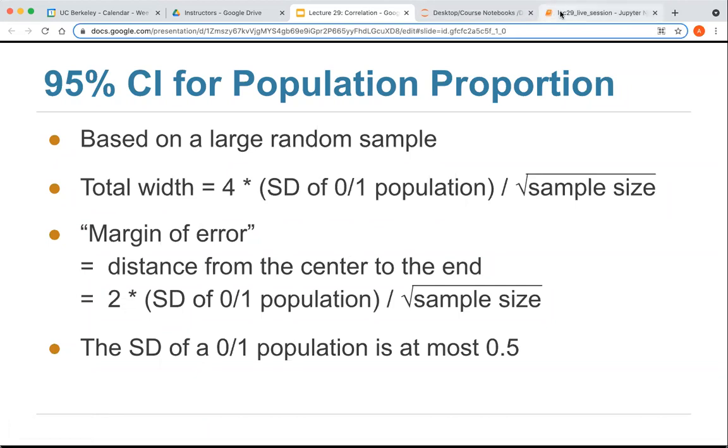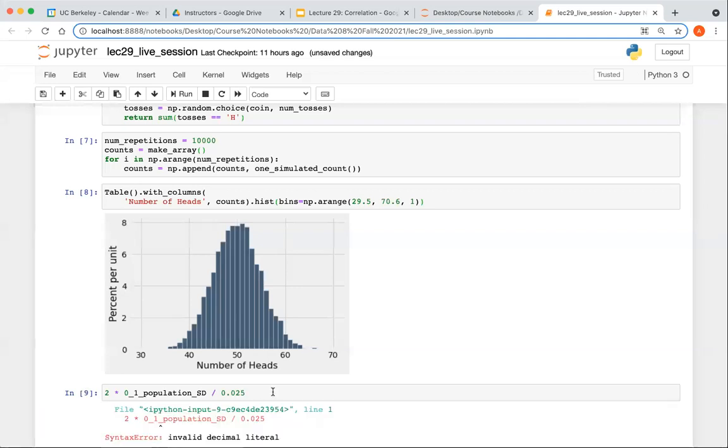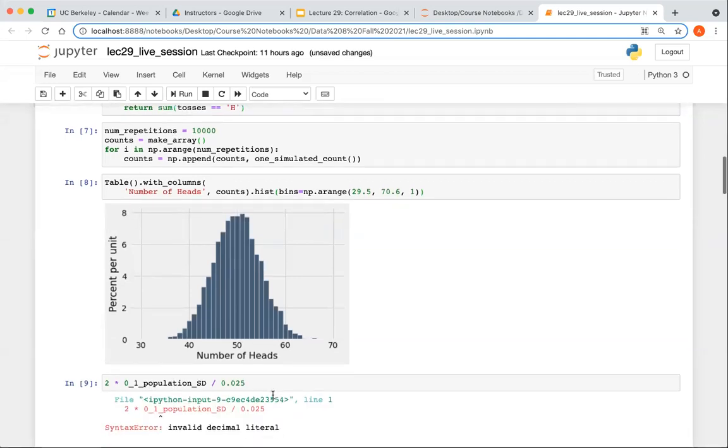And so if I do this calculation, okay, yes, 0, 1 population SD, what do I do with that? Somebody asked, can I assume that that's 0.5? Am I assuming that it's 0.5? Is that what I'm doing? Am I assuming that they're all 0.5? What am I doing exactly? No, I'm assuming it's at most 0.5. It's a worst case scenario. It's an overestimate. Very good.